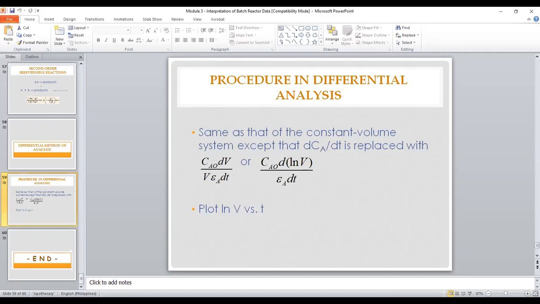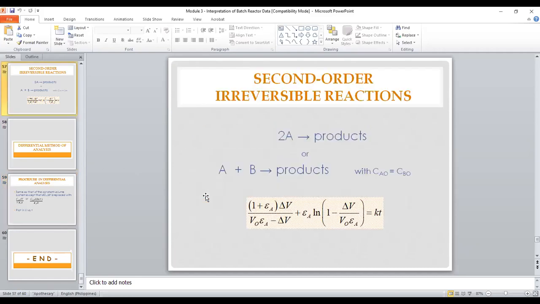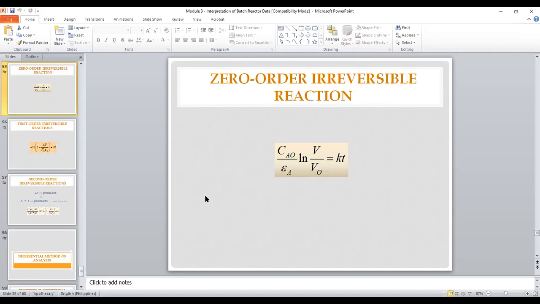Now, I will limit our applications to this particular topic on varying volume reactions to, if you're going to ask me, integral analysis, because anyhow, what is important is you know how to interpret large bulk of data using differential analysis for constant volume reactions. So we will only limit it to this case.